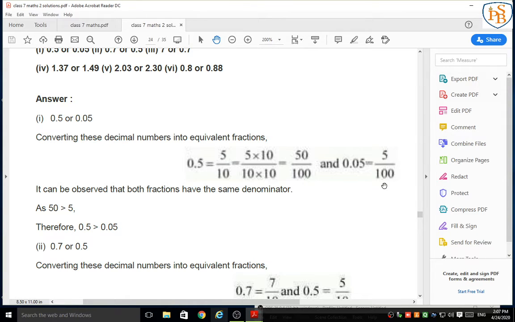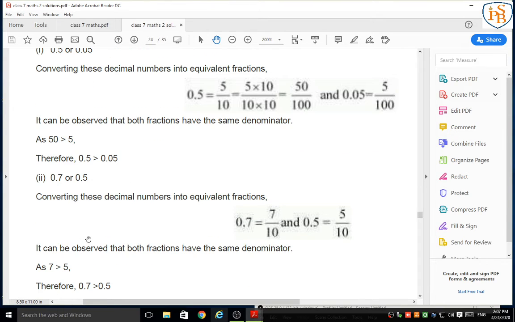and 0.05 is 5 upon 100, which is the fraction form. So now we are going to compare this 50 and 5. 50 is bigger than 5, so 0.5 is bigger than 0.05. Do you get this, students? Like this you have to solve the other questions.